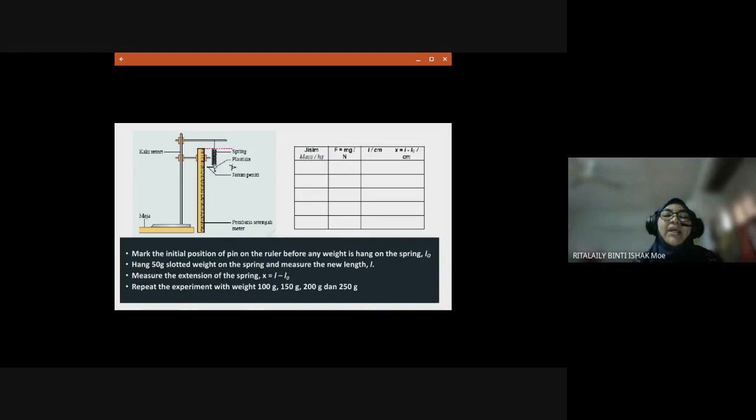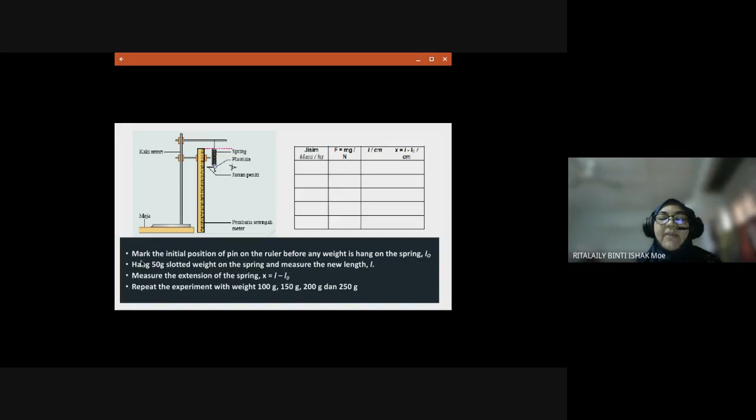You should be able to draw the arrangement of apparatus, because I'm not very sure how the question would be. I think we need to be fully equipped with all the skills needed in the experiment lah. So you should be able to draw the arrangement of apparatus. We have a ruler as our measuring apparatus, and then we have a spring. Pin tu sebagai penunjuk. So this is the method.